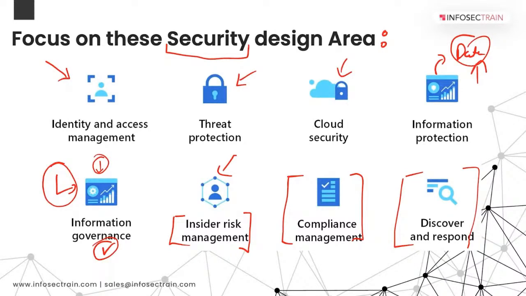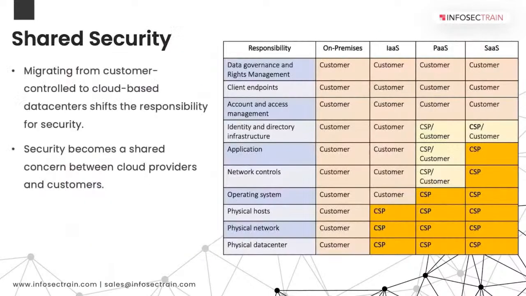Now, a very simple example: when we are using the public cloud, the physical infrastructure is with your cloud service provider. They have those physical racks where machines are deployed and everything. So there is going to be some shared responsibility. In this shared responsibility, for some of the things you are responsible, and for some of the things your cloud service provider is responsible.